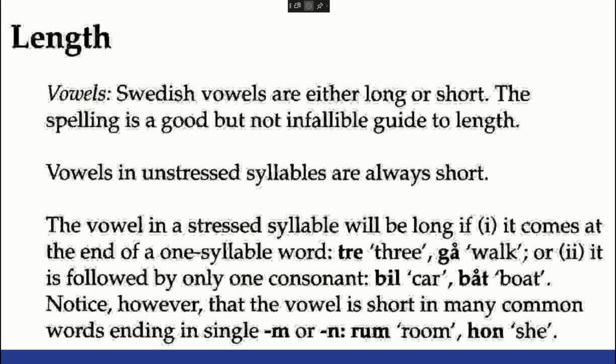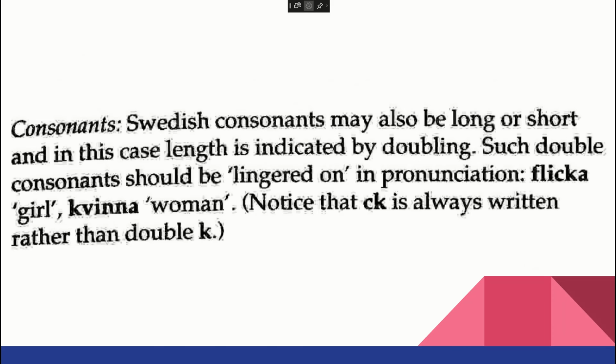Now shortening: many common words end in a single M or N. We have to remember this. Whenever we see small words ending with M or N, we have to shorten that sound. Above we just stretched, now we have to shorten. Like rum. In English it is room, but in Swedish it is short. Rum, and hon means she. Vocabulary we got that. Only M and N for shortening.